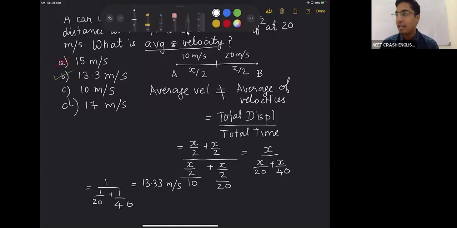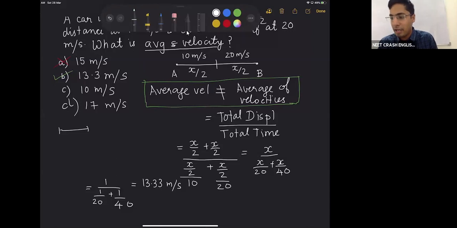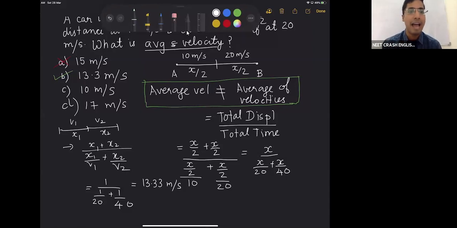Remember, this is a common mistake even I used to make when I studied. Average velocity is not average of velocities. A quick formula if there are only two sections: for equal parts with speeds V1, V2 and distances X1, X2, you basically do (X1 plus X2) upon (X1 upon V1 plus X2 upon V2). That's the way you always compute average velocity.